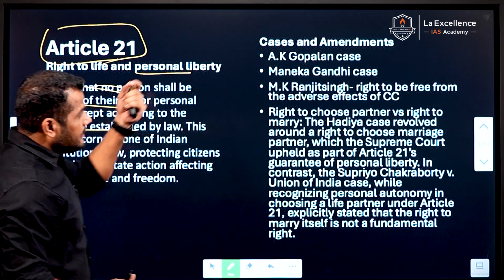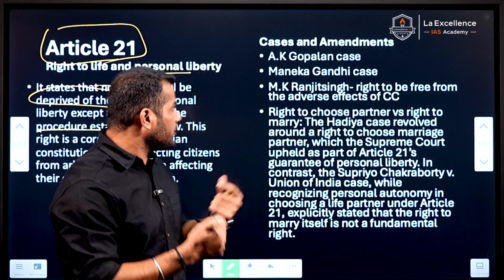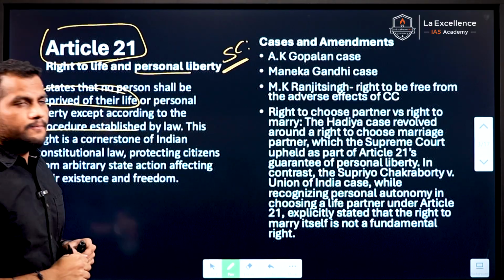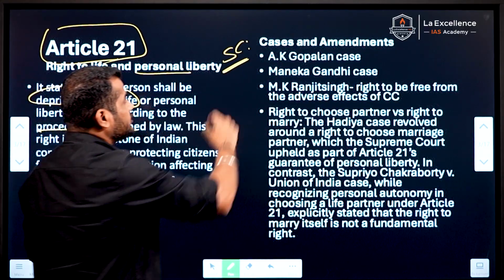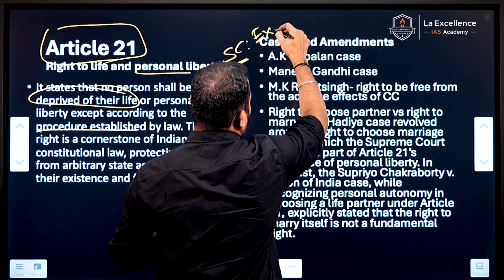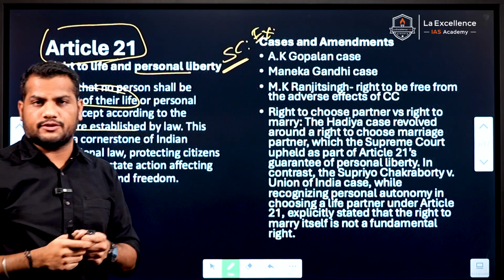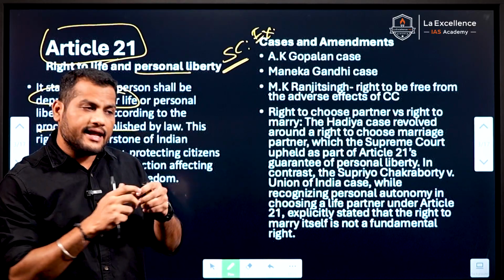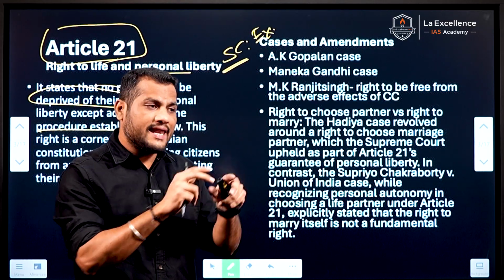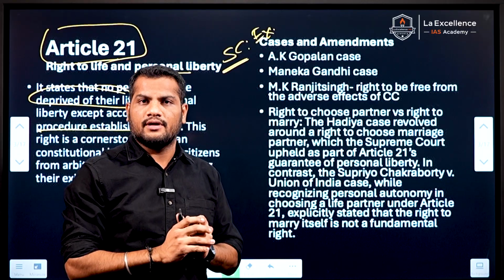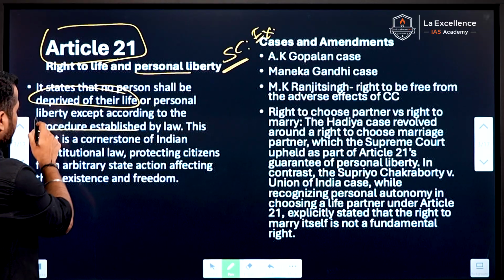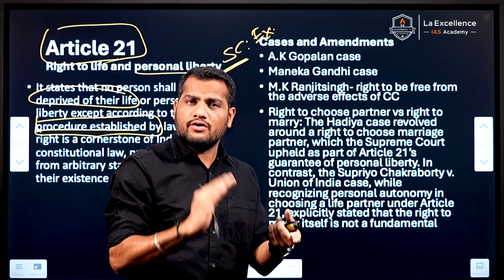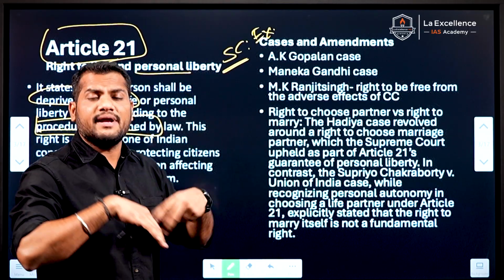In the A.K. Gopalan case, the Supreme Court had said that this Article 21 gives protection against executive arbitrariness, not the legislature. Means, the Parliament or the state legislature can take away anyone's life by enacting a particular law. This is called procedure established by law. If there is any procedure, that procedure can be followed, and someone's life or personal liberty can be taken away.